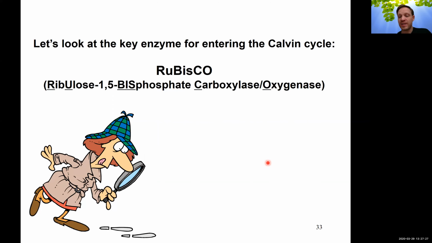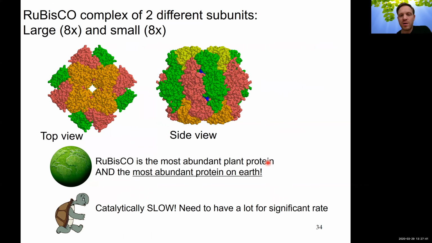But the first enzyme here is one that we haven't seen before. It's called ribulose 1,5-bisphosphate carboxylase oxygenase. That's a mouthful, of course, and most people call it simply Rubisco. Rubisco is a very large protein complex. It's divided into 2 different subunit types, and it carries 8 large and 8 small subunits. So it's a big enzyme complex that's highlighted here.